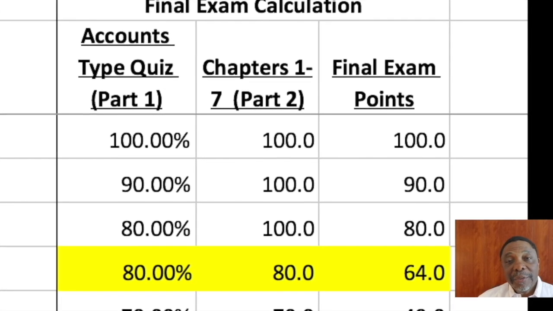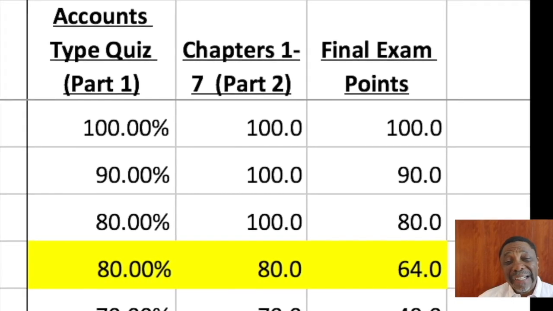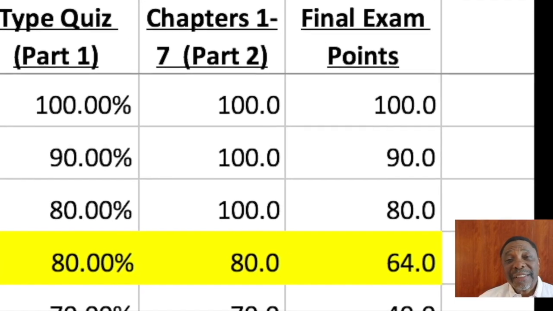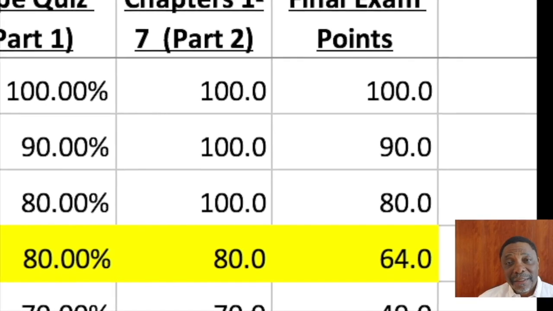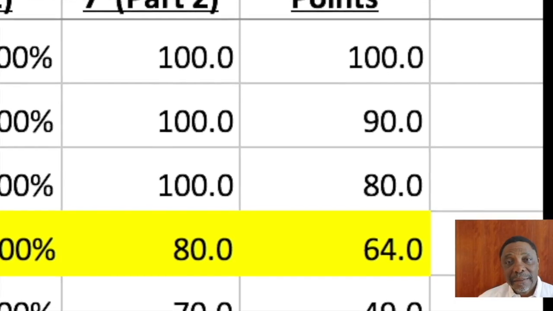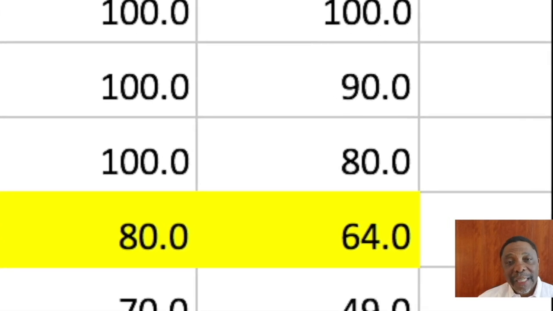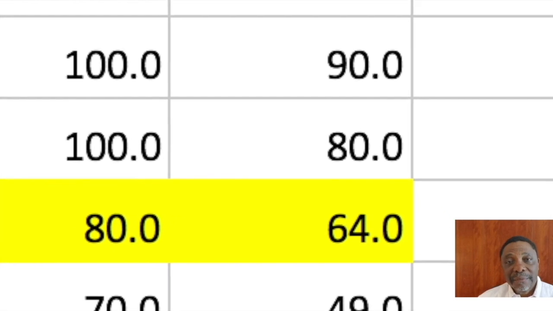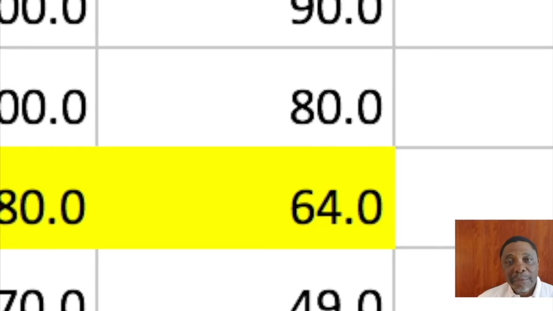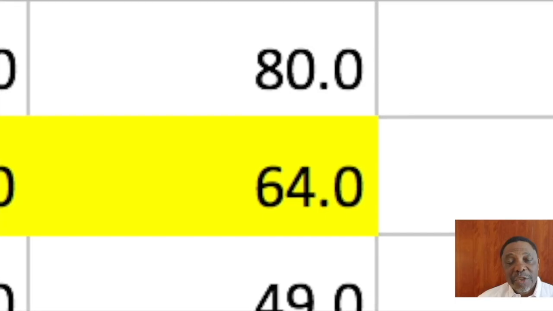Now, if you earn 80% on your accounts type quiz part 1 and you earn 80% on part 2, you will earn only 64 points for the final exam that will be added to your course total, because 0.8 times 80 is 64. So again, if you earn 80% on your accounts type quiz part 1 and 80% on part 2 of the final exam, you will receive only 64 points added to your course total.